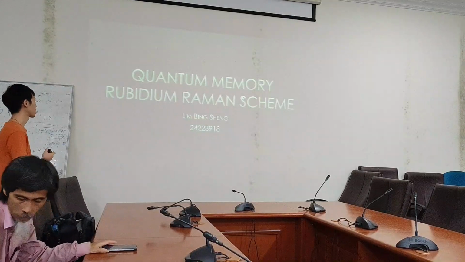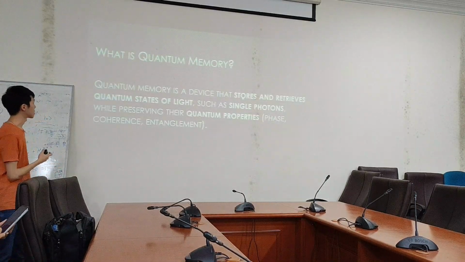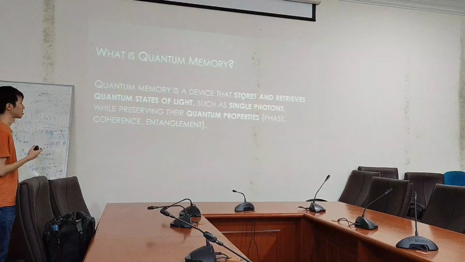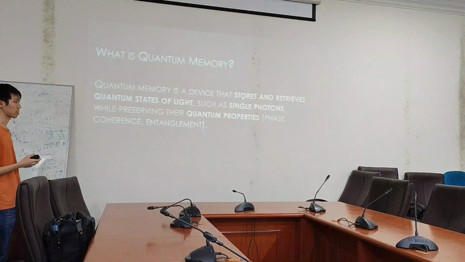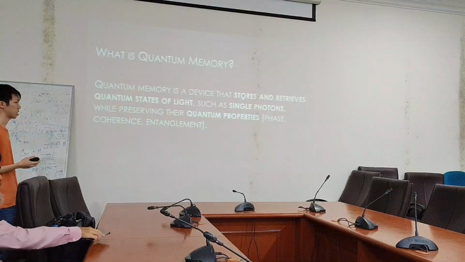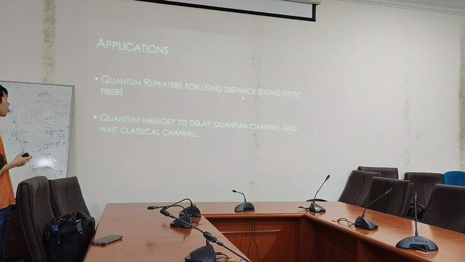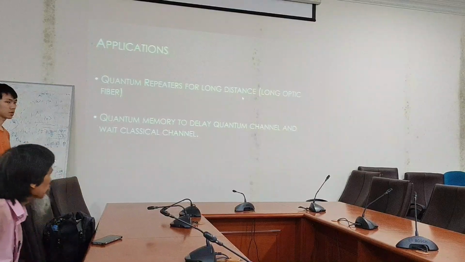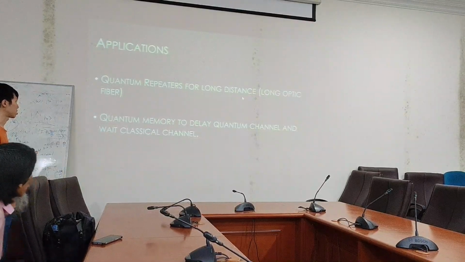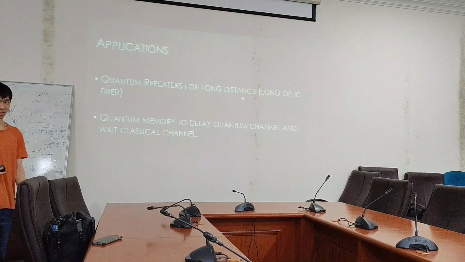My topic is quantum memory, the rubidium Raman scheme. What is a quantum memory? It is a device that stores and retrieves quantum states of light, such as single photons, while preserving their quantum properties such as phase, coherence, and entanglement. Its application can be for a quantum repeater for long-distance optical fiber, where the quantum memory would delay the quantum channel and wait for the classical channel.